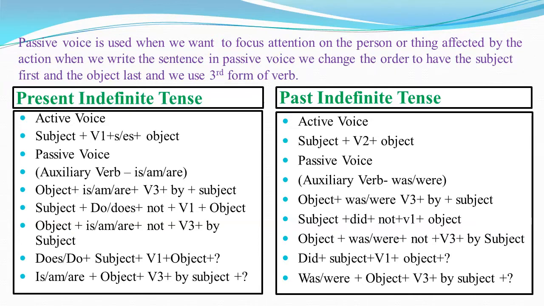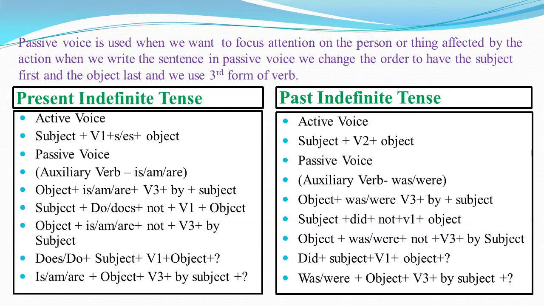Alright, and then the interrogative sentence of past indefinite tense. For active sentence we will write did plus subject and then first form of verb and then object and then question mark. And when we make passive of this interrogative sentence we will write was or were, then object, then third form of verb, then by, and then subject, and obviously question mark.